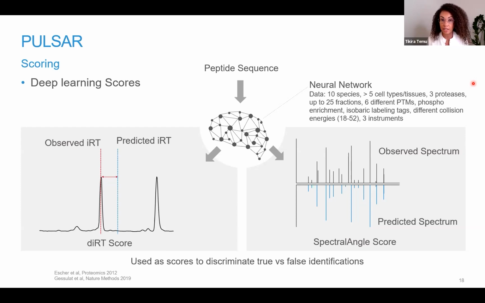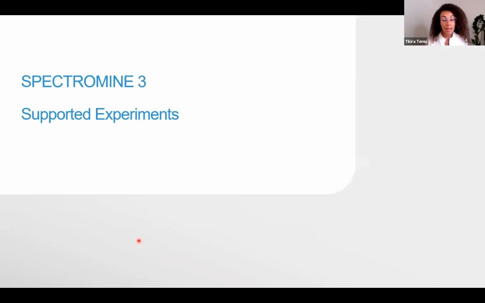So we have the delta iRT score that we use, and we have the spectral angle score on the right-hand side as well. The delta iRT score is the difference between the observed iRT and the predicted iRT out of that neural network. And the spectral angle score is basically an observed spectrum and then also the predicted spectrum to calculate the spectral angle score. And both of these scores help tremendously in discriminating true from false identification. And with that part, we're done with the insights into Pulsar.